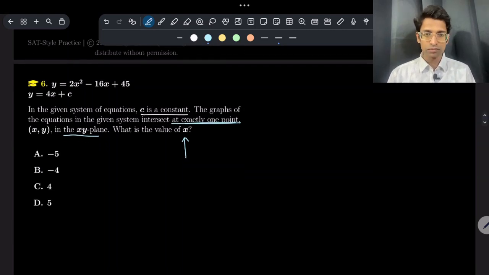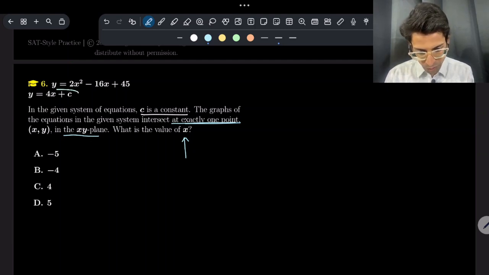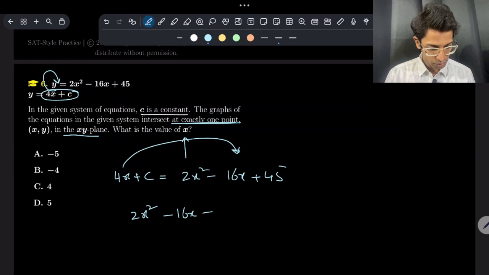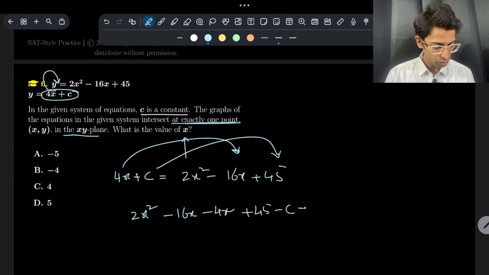Now this problem, let's do it first algebraically, then we'll see how it will go in Desmos. I should substitute the value of 4x plus c right here. So 4x plus c is equal to 2x square minus 16x plus 45. Let me reduce this to a quadratic. I'll bring 4x towards this side and c towards this side. So this equation becomes 2x square minus 20x plus 45 minus c equal to 0.